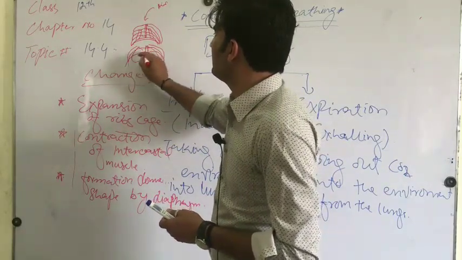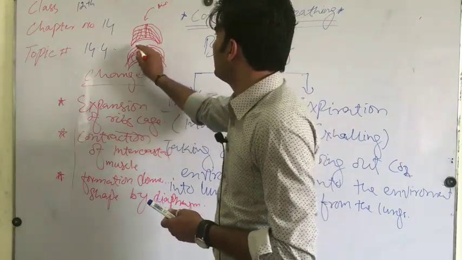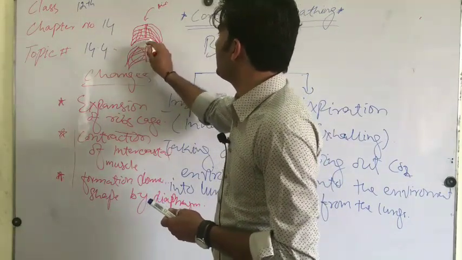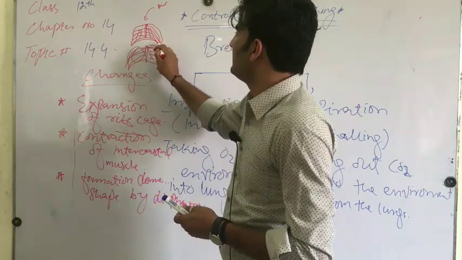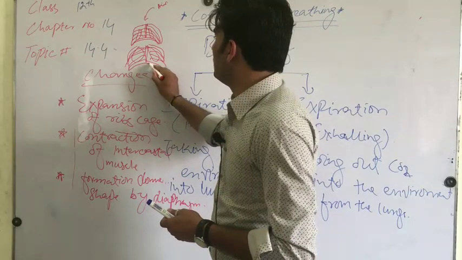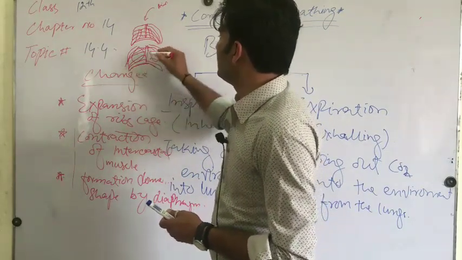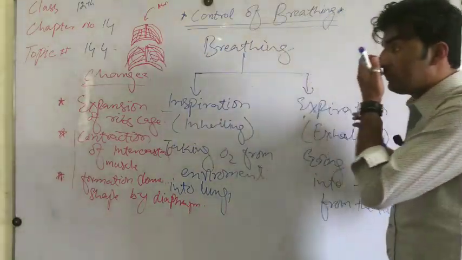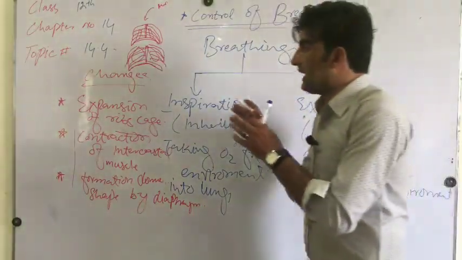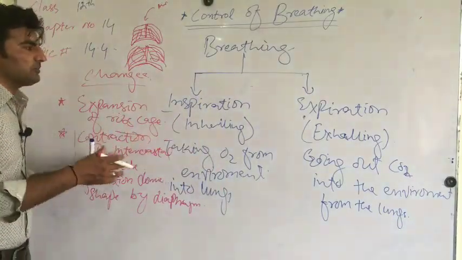These are the changes which occur during the inspiration process, and the diaphragm, which is attached to the lower portion of the rib cage, also goes upward and forms a dome shape. Now, during expiration, what changes will occur? During expiration, the opposite changes to inspiration will occur.